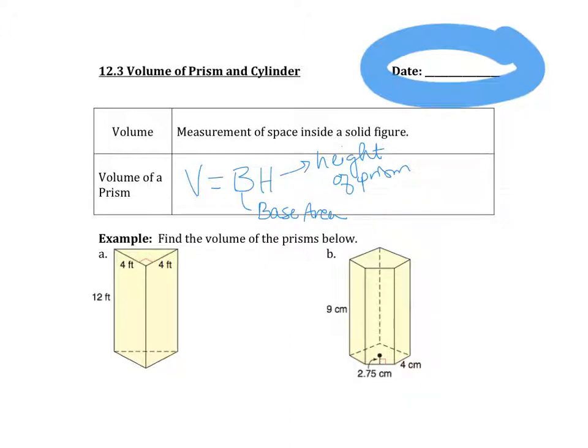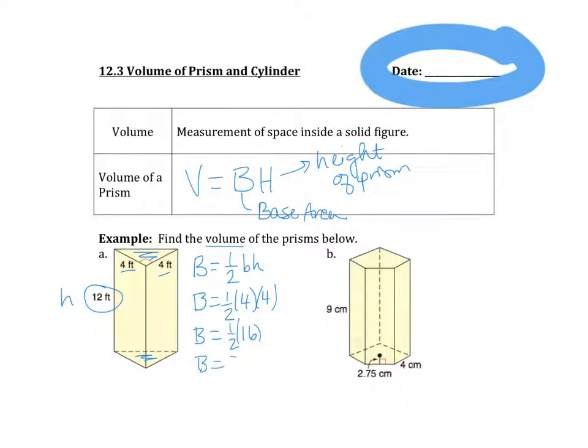Alright, first examples here, we're finding the volume of our prisms. So first thing I'm going to look at is what the shape of my base is. So I know that the area of my base is a triangle, so the formula for that is 1/2 base times height. That 12 is going to be the height of my prism. So I'm going to use that when I find the volume. So my big B is going to be 1/2 times 4 times 4. So big B is equal to 1/2 of 16. So the big B is equal to 8. That's one thing we need. The other thing we need is this height.